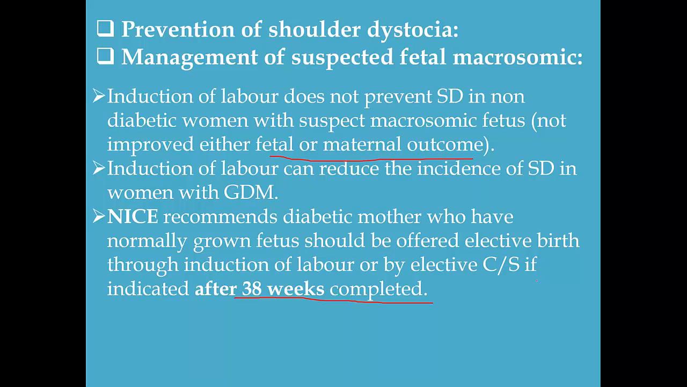According to the article, there is no evidence to support early induction of labor to prevent shoulder dystocia. So it is very important to do it after 38 weeks. If you want to do induction of labor to prevent shoulder dystocia, it should be after 38 weeks, not early, because evidence does not support early induction of labor to prevent shoulder dystocia.